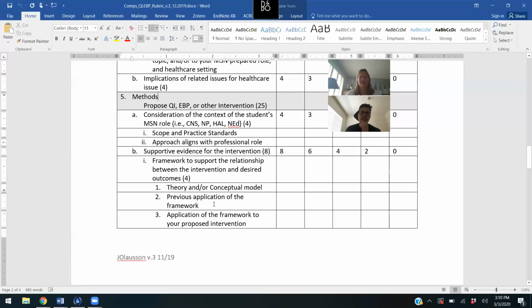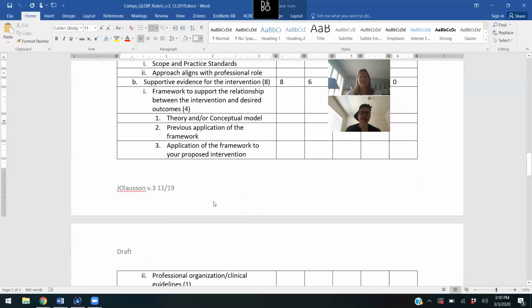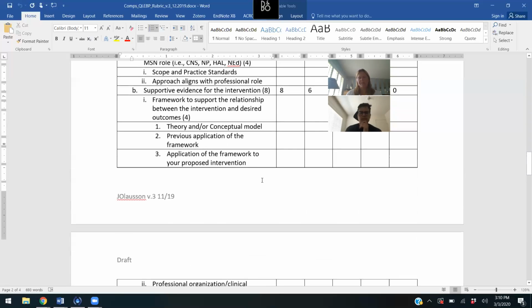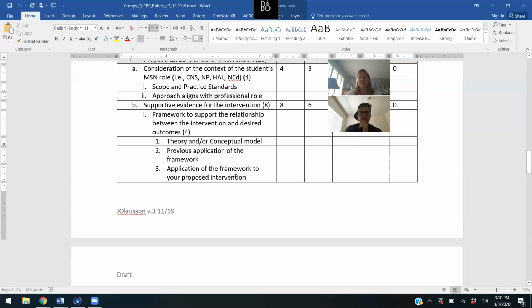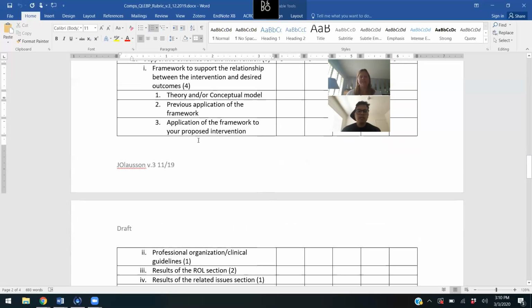Okay. Is that right? So does that work too? That might be more about the application of the framework to your proposed intervention. So that might be better for the application section, because this is looking at previous work done by other people.